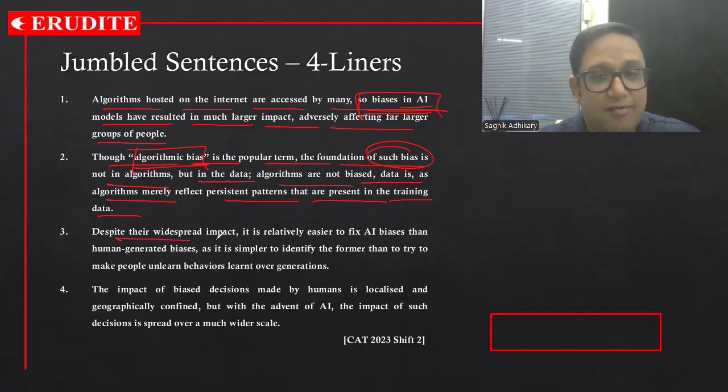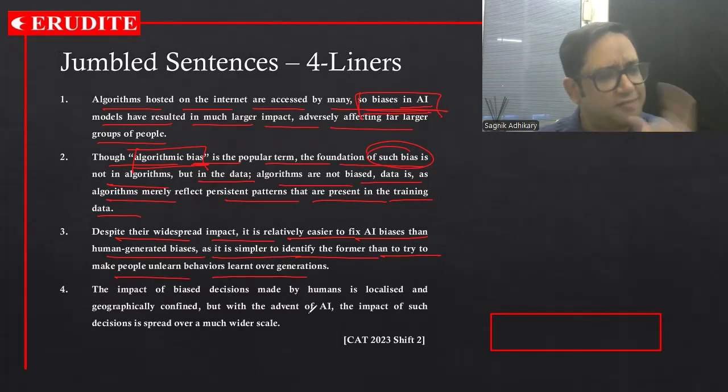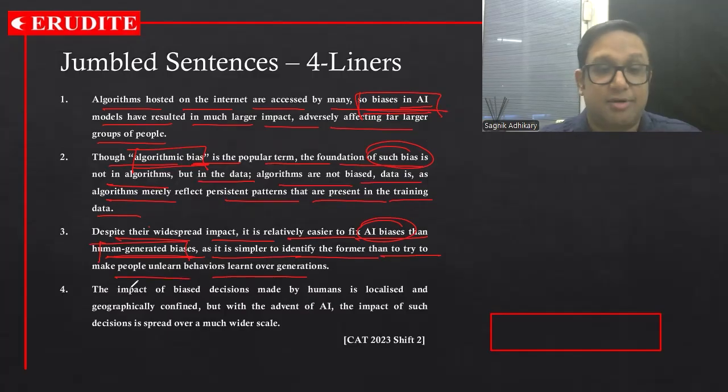Statement 3 says, despite their widespread impact, it is relatively easier to fix AI biases than human-generated biases, as it is simpler to identify the former than to try to make people unlearn behavior learned over generations. Now, this has a slightly different connotation. We're talking about AI biases here, but also human biases or human-generated biases. We see there is a connection between this and statement 4.